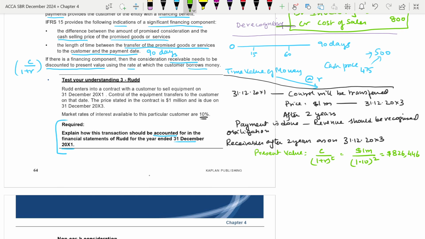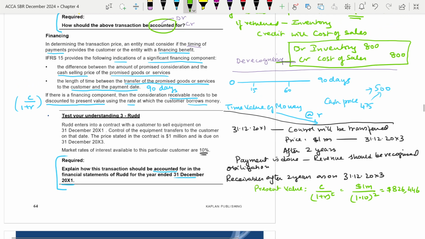As per the time value of money, they say very clearly, whenever there is a financing component, the consideration receivable needs to be discounted to present value using the rate at which the customer will borrow money. They are mentioned very clearly. Control, 31st December.